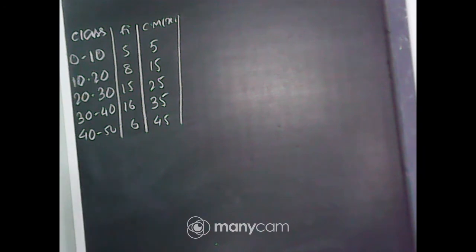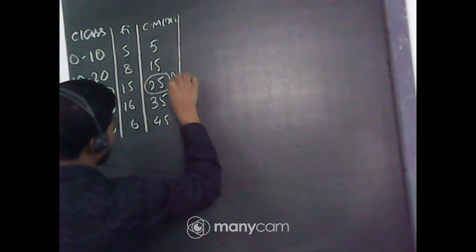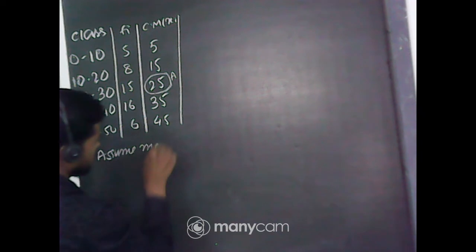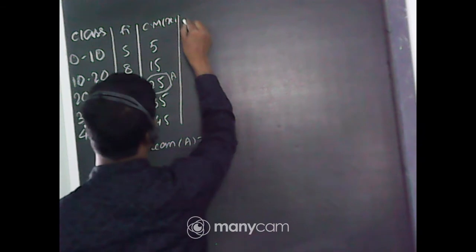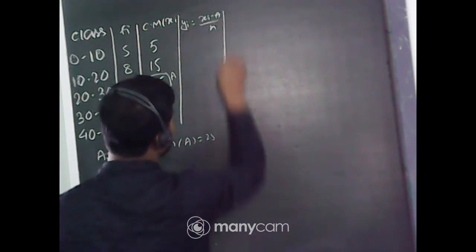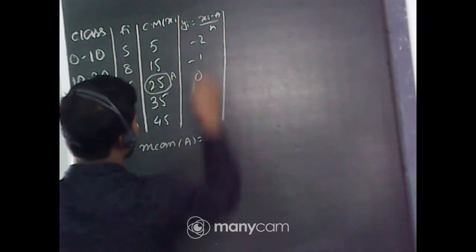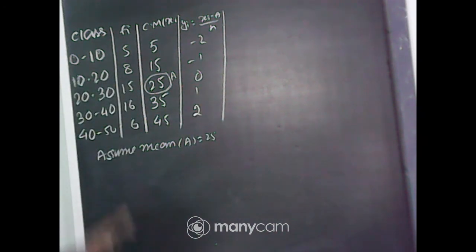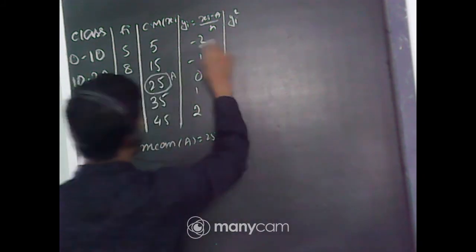Whenever the class mark is known, let us consider this 25 as a, the assumed mean. So a is equal to 25, and then we apply the formula yi is equal to (xi minus a) by h. Applying the formula, we get minus 2, minus 1, 0, 1 and 2. Now yi are known, so find the square of yi.